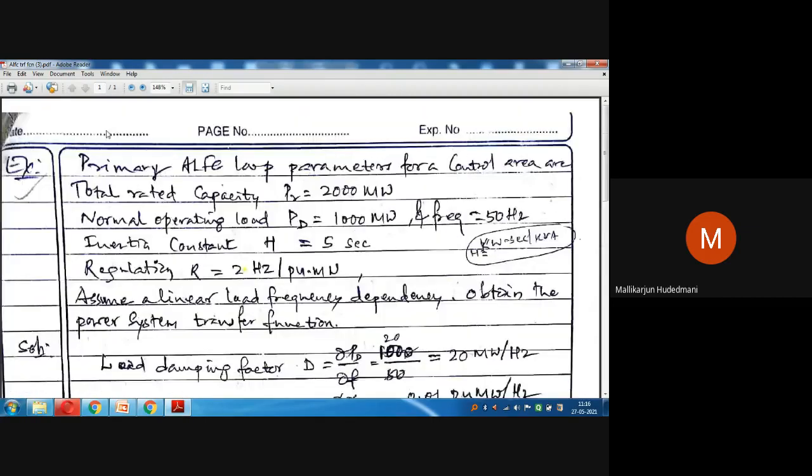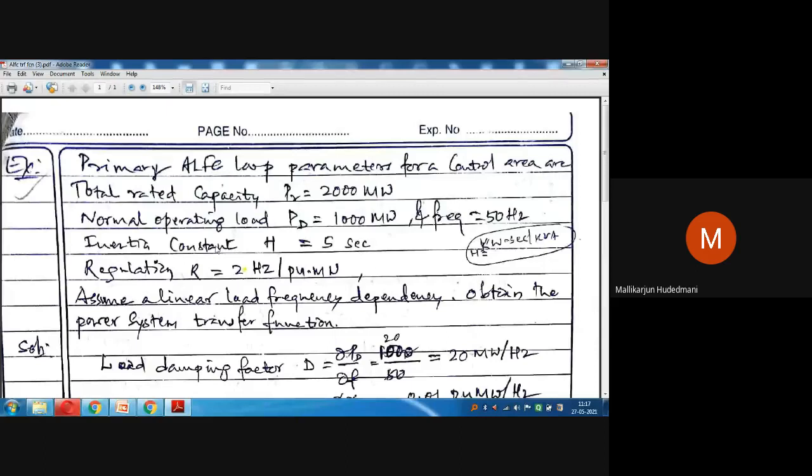I read it out. The primary automatic load frequency controller loop parameters of a control area are given like this. Total rated capacity is 2000 megawatt. Normal operating load PD is 1000 megawatt and frequency is 50 hertz.